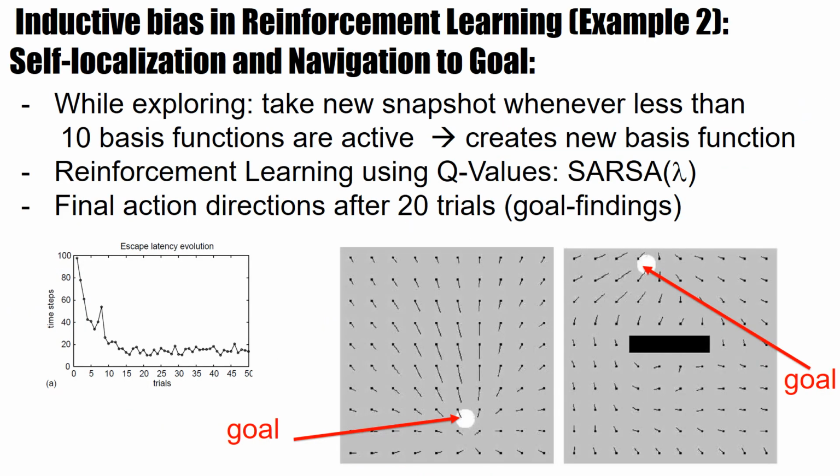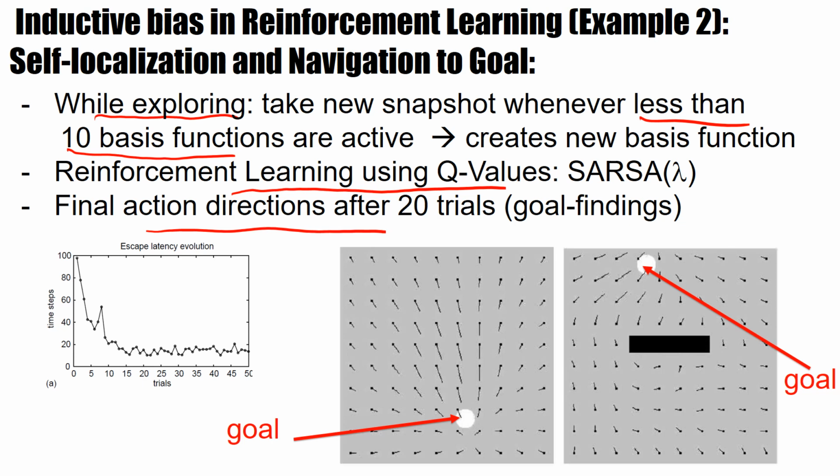Now let's see how this performs. This representation is created during exploration. We take new snapshots, we create new view cells or new basis functions whenever less than 10 basis functions are already active. So we have an incrementally growing network. We add basis functions as needed. We do reinforcement learning by Q-learning. And then what we plot here is the final action directions after 20 trials.